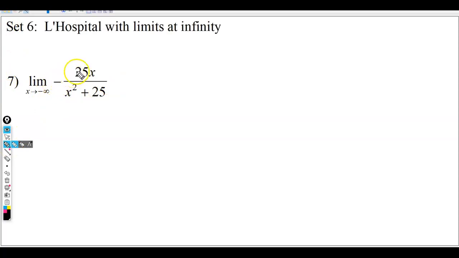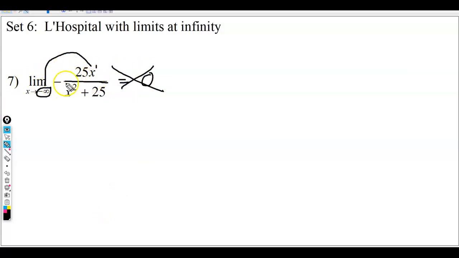All right. Now once again, we have a polynomial over a polynomial, and we're doing a limit at infinity. Notice that the power on the top is less than the power on the bottom. When that happens, the answer is always 0. But once again, I'm using the shortcut. However, doing L'Hopital works as well, so let's pretend I don't know the shortcut.